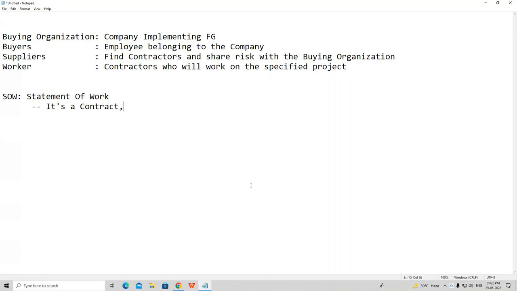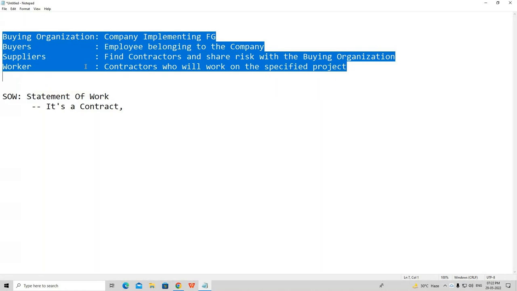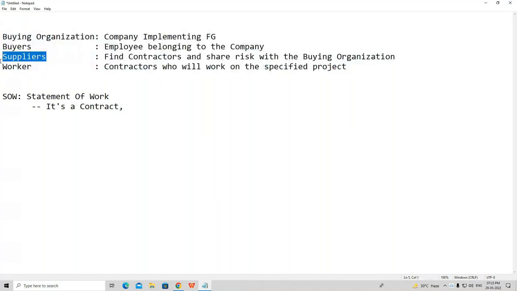Service provider. See, again, service provider is a very generic term. I haven't used service provider in this four terminology over there. In this terminology, what I have talked about is these four types of organizations or persons. So service provider, I'm assuming that you're talking about the suppliers over here. Okay. Suppliers are there. Very good. Workers are there. Very good. Some of you are saying between buyers and suppliers. Some of you are saying suppliers and workers. Very good. Assuming this is good.